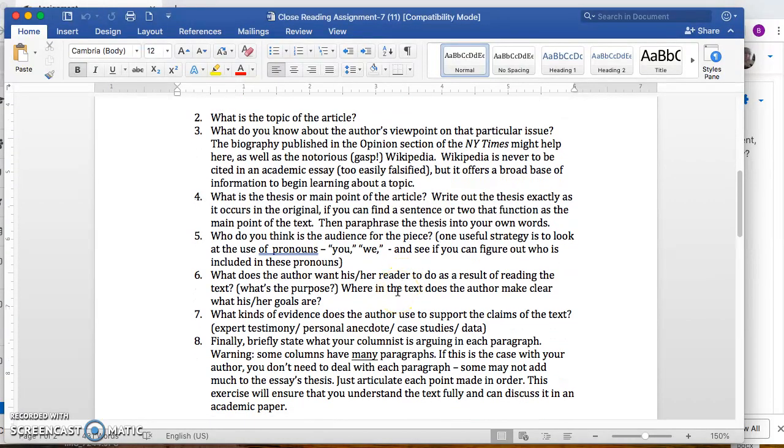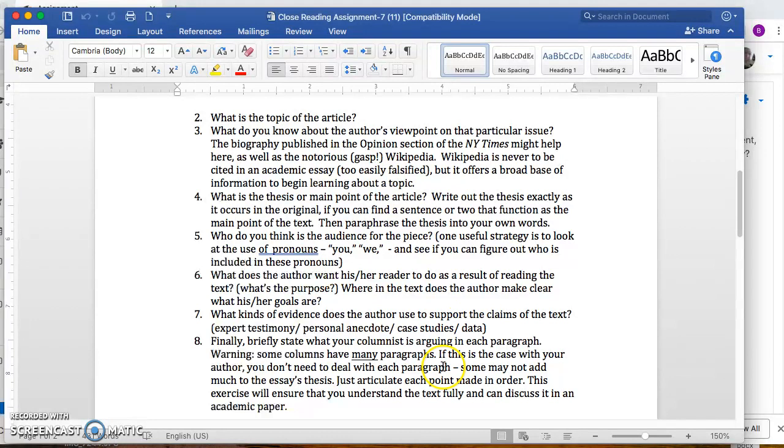Then, what is the call to action? What does the author want his or her reader to actually do? Does he or she want you to donate money, to change your lifestyle, to vote for a specific person? Then what kind of evidence do they use? And I've given you expert testimony, personal anecdote, case studies, data. What are they using to prove their point? It's not just their opinion, it's something else.